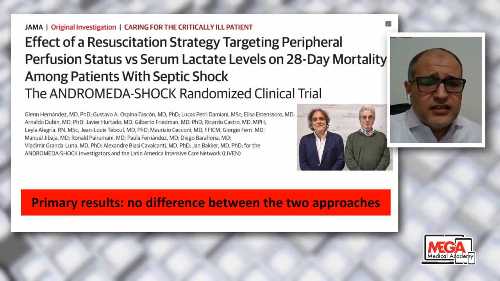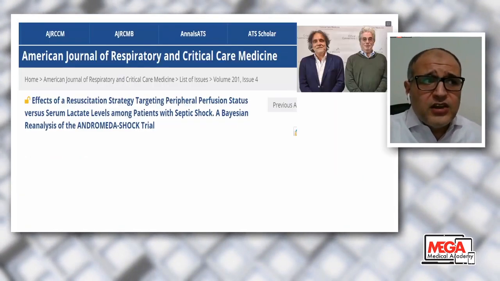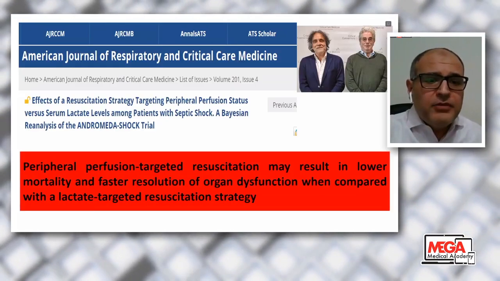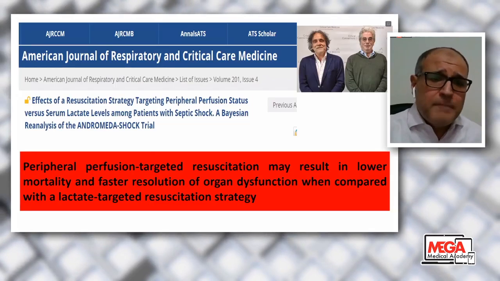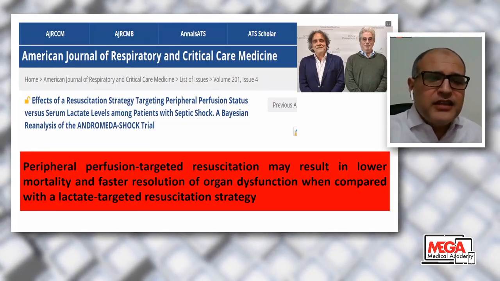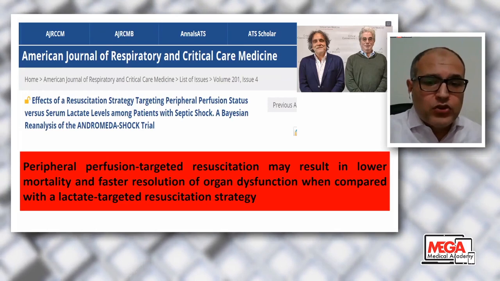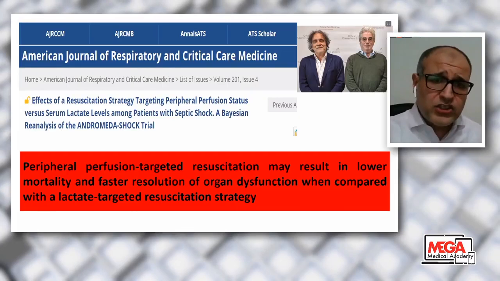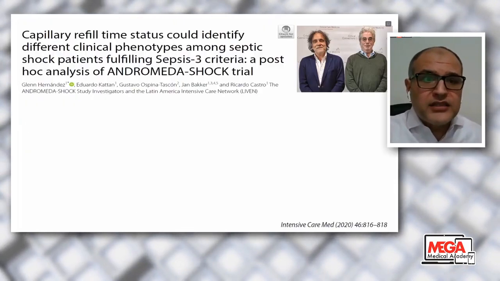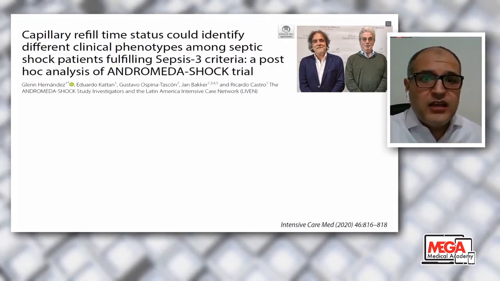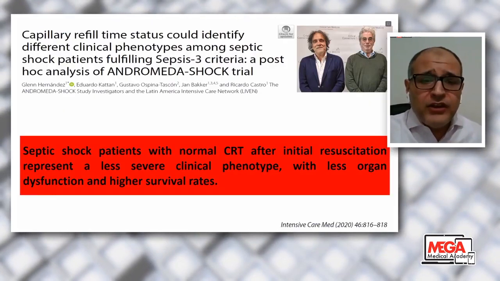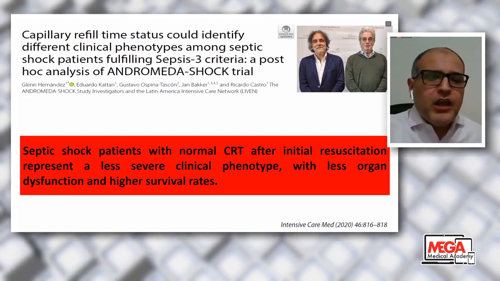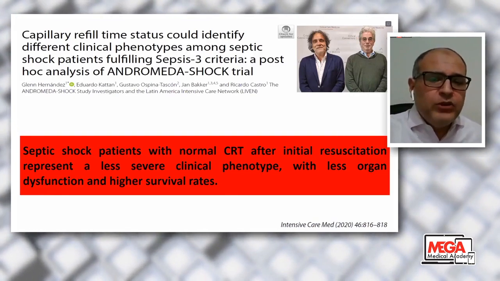The results of this study were then reanalyzed and published in the American Journal of Respiratory and Critical Care Medicine, and they found that peripheral perfusion targeted resuscitation, I mean the capillary refill time, resulted in lower mortality and faster resolution of organ dysfunction when compared to lactate targeted resuscitation strategy. The same study was reanalyzed and published in Intensive Care Medicine as a letter, and they found that the capillary refill time not only improves the outcome, but also it can detect the phenotype of the shock.